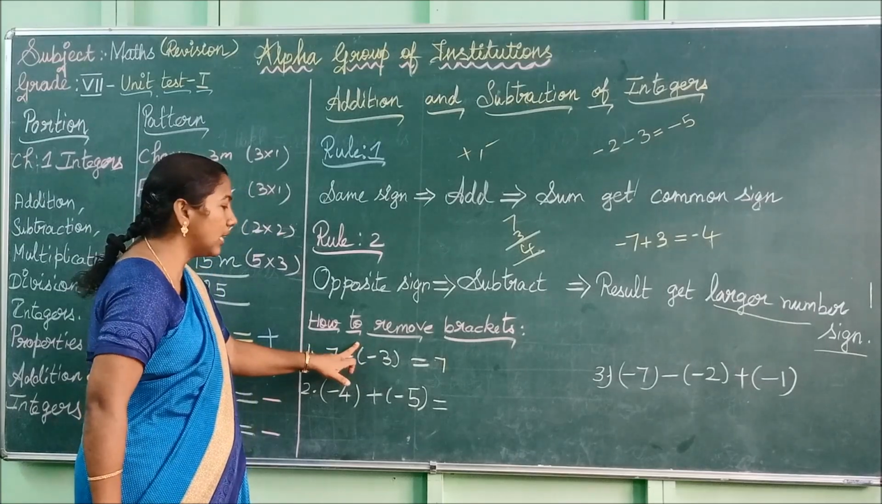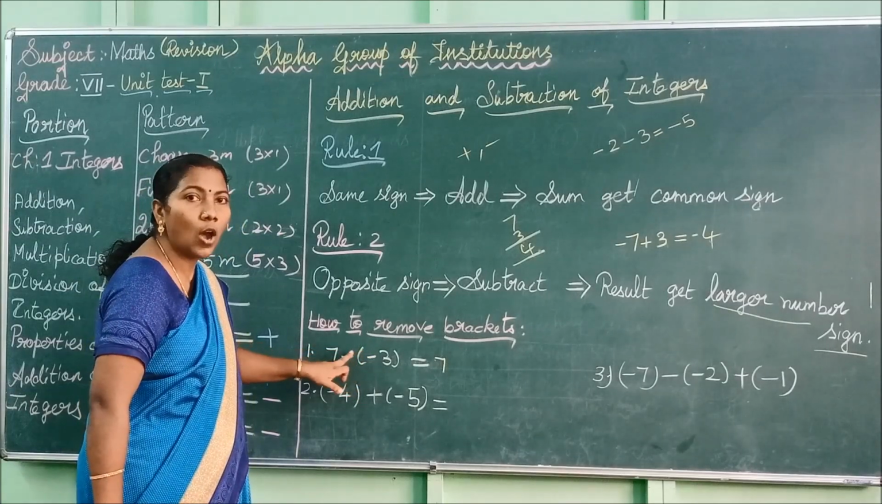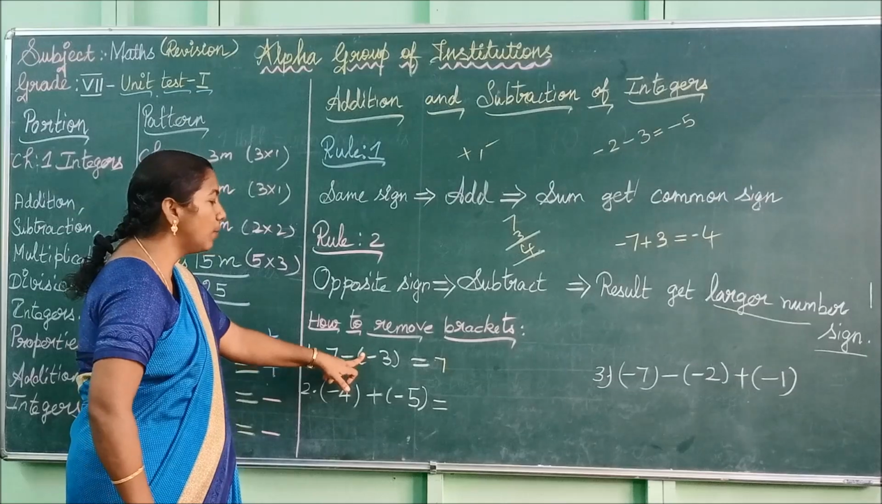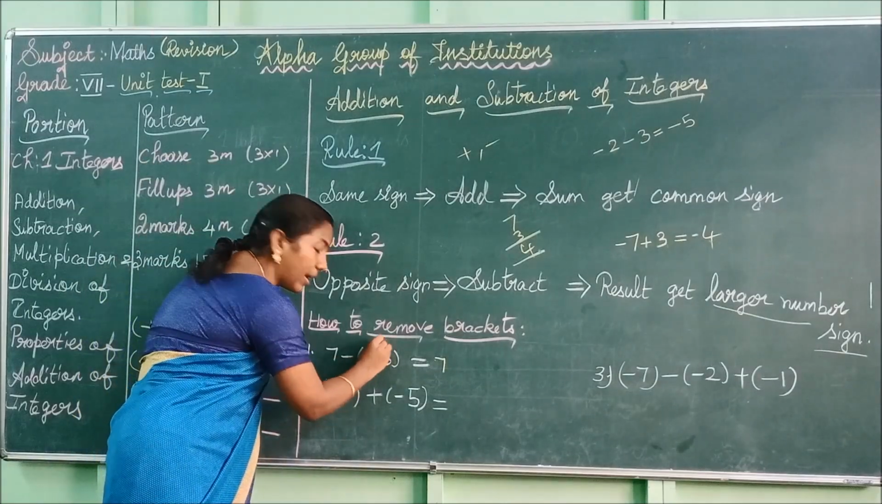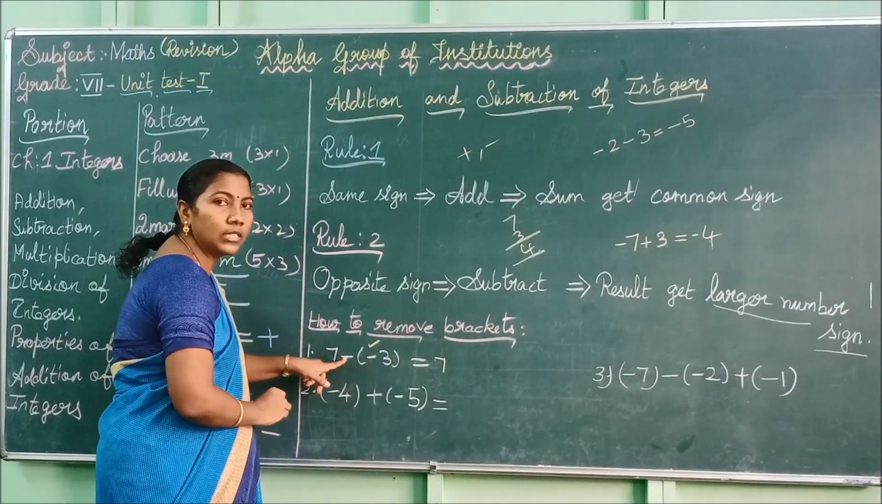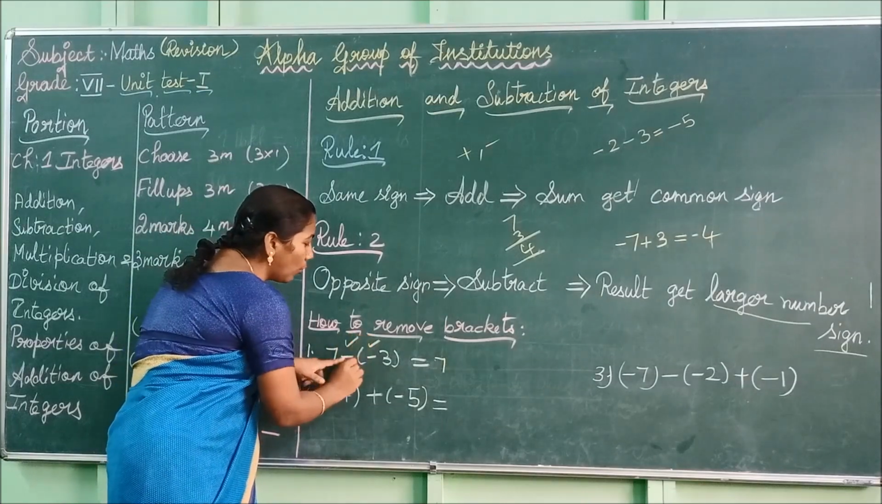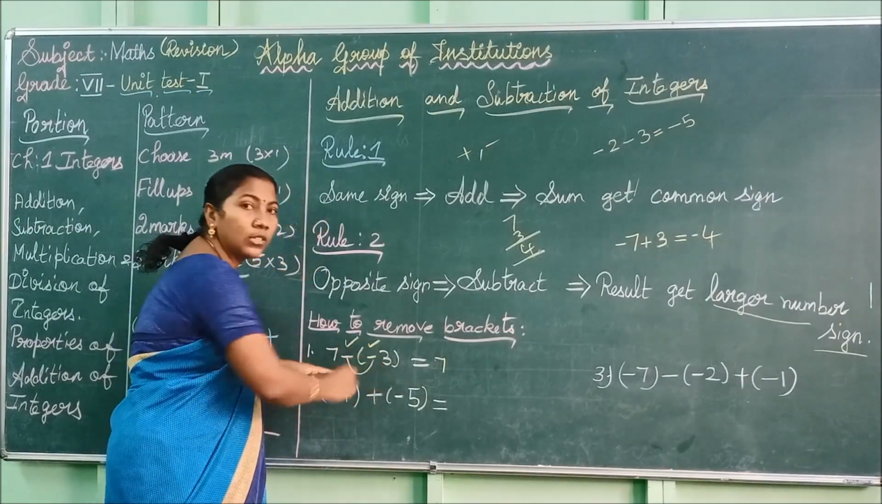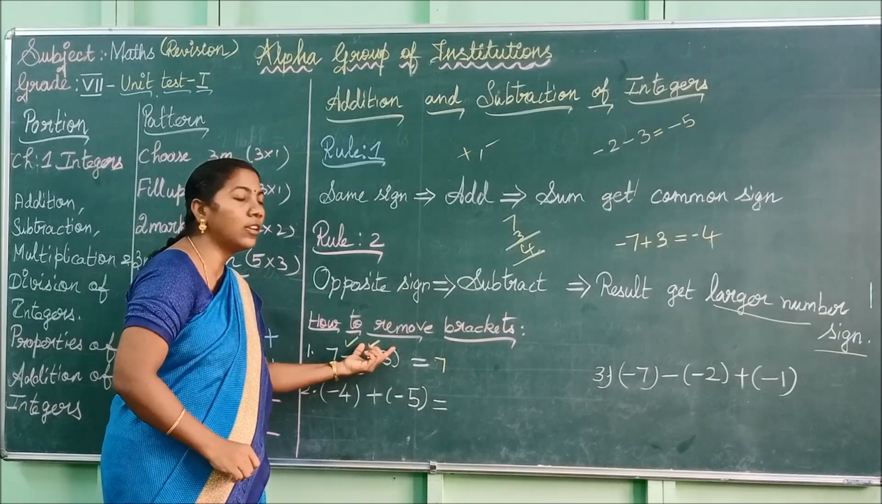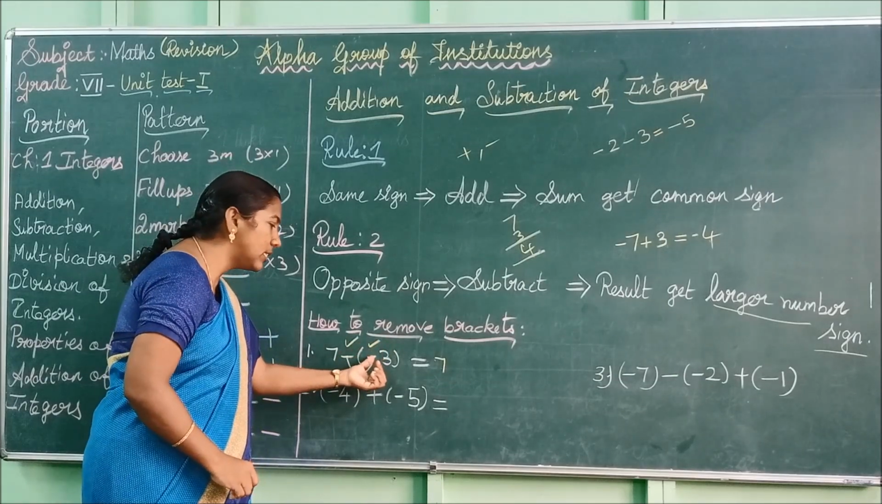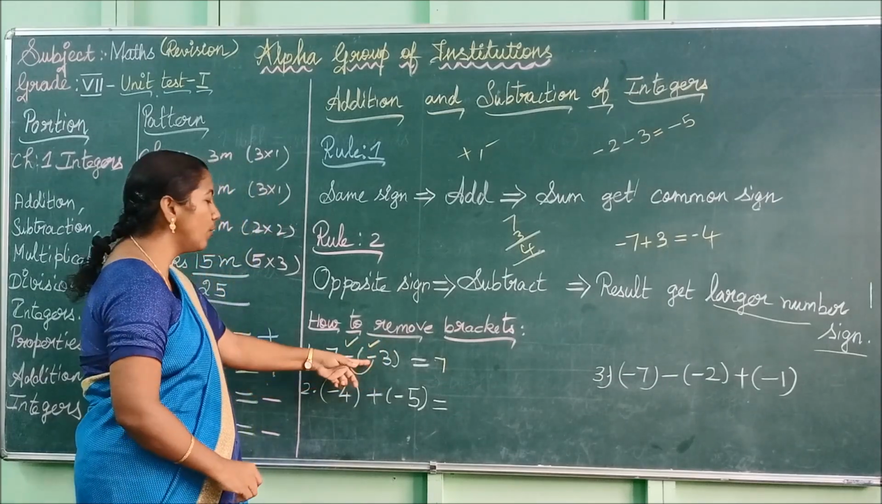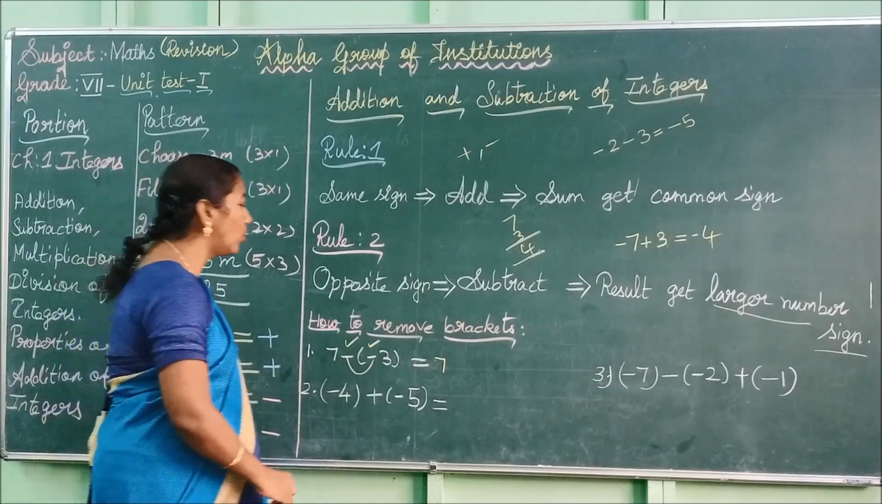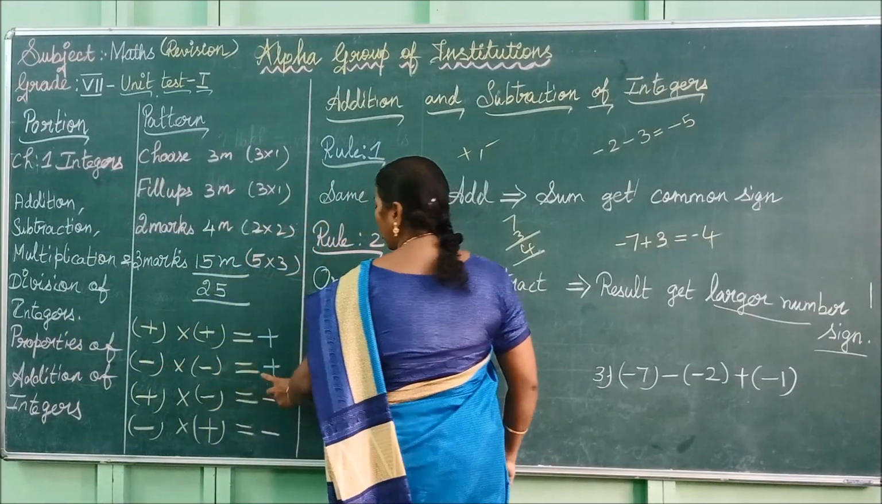So what is the process of removing the bracket? You have to multiply the symbols inside and outside the bracket. So inside the bracket, what is the symbol you are having? Minus. Outside the bracket, what is the symbol you are having? Minus. Now you have to multiply these two symbols. We know the formula, minus into minus equal to what? Minus into minus equal to plus.